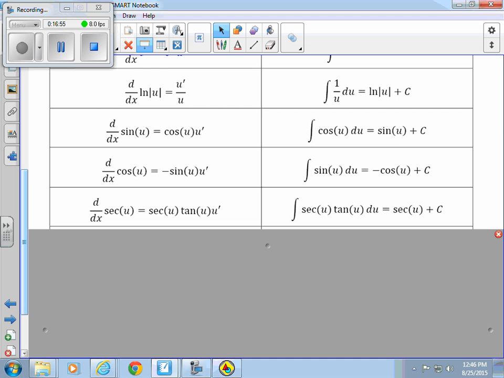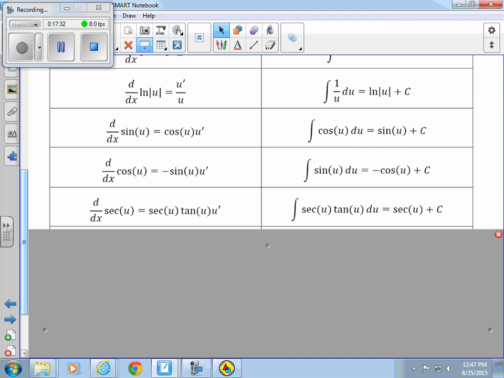The antiderivative of sine is a little bit tricky. What function has a derivative that equals sine? Negative cosine. Why is that? Because the derivative of cosine is negative sine. So the antiderivative of sine is negative cosine.